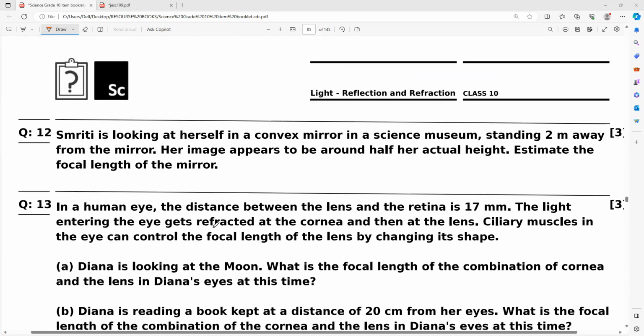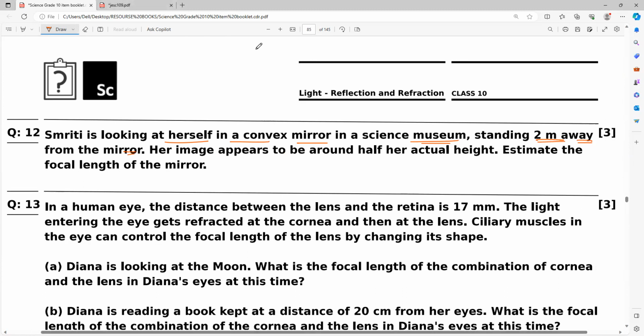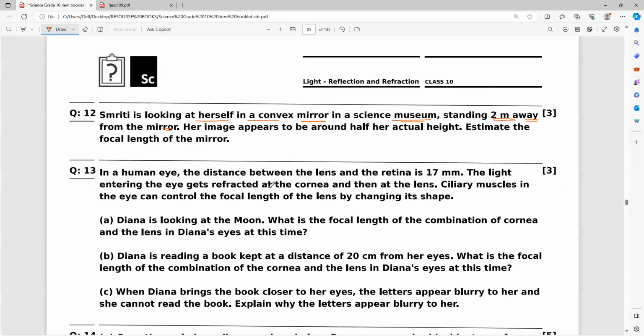Next question. Smriti is looking at herself in a convex mirror in a science museum, standing 2 meters away from the mirror. See, it is a 3 mark question. Here they are mentioning the marks also. I forgot to tell you, so please remember that also. Her image appears to be around half her actual height. Estimate the focal length of the mirror. Anybody?